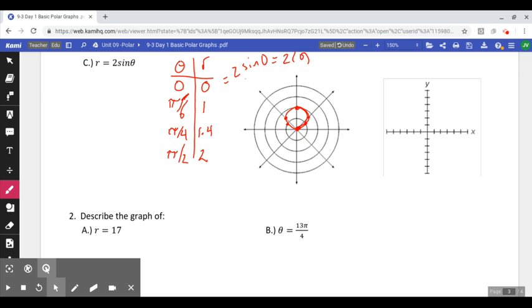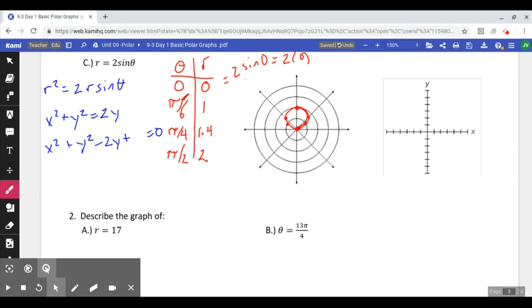So if we multiply by r on each side, we're going to wind up with r squared equals 2r sine theta. And then we can replace r squared with x squared plus y squared, and that's equal to 2y. If we subtract 2y, we're going to have minus 2y on the left side, and the 2y's will cancel out on the right.